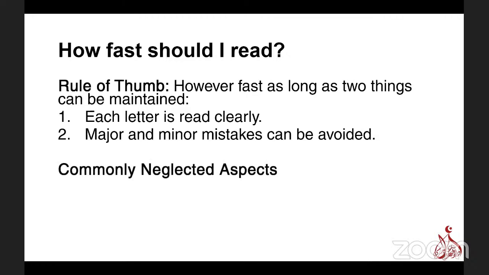Here are some commonly neglected aspects when it comes to reading slow or fast. Number 1, some things that people leave out when they're trying to read fast, is ghunna. A lot of people, when they try to read fast, end up leaving out all the ghunnas. قل أعوذ برب الناس ملك الناس إله الناس من شر. They end up going قل أعوذ برب الناس ملك الناس إله. They're skipping all of the ghunnas. So that should not be done.